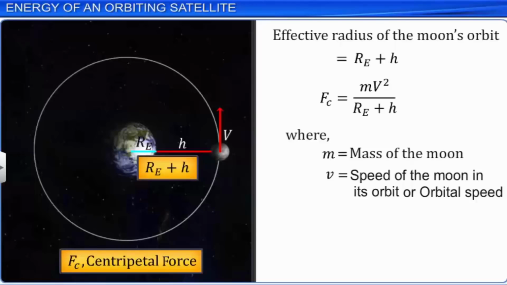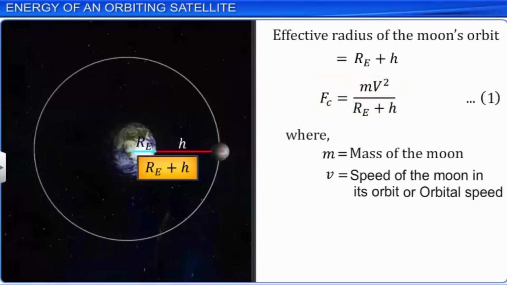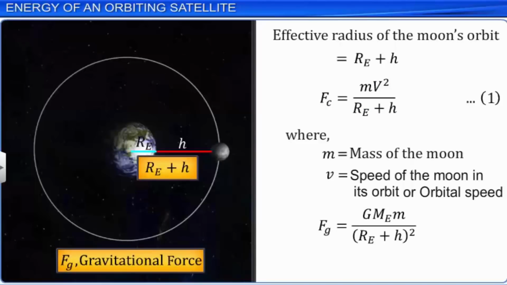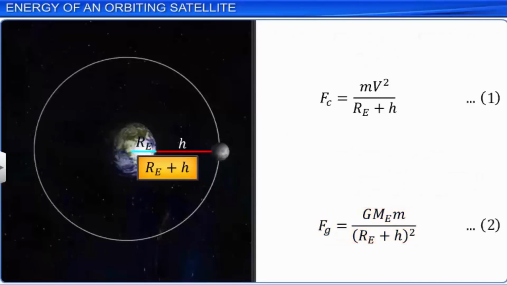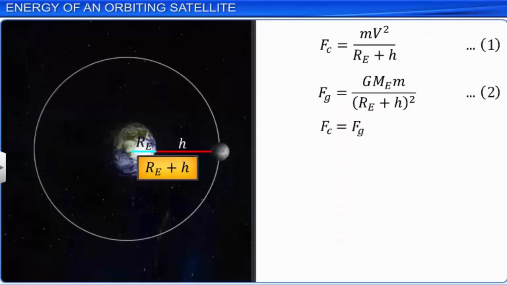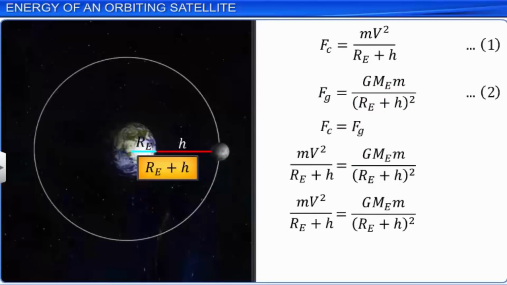The gravitational force between the Moon and the Earth is expressed as Fg is equal to GMEm by RE plus h square, where ME is the mass of the Earth. Let this be equation 2. Equating the two equations and simplifying, you get the expression for the speed of the Moon in its orbit as square root of GME divided by RE plus h. Let this be equation 3.